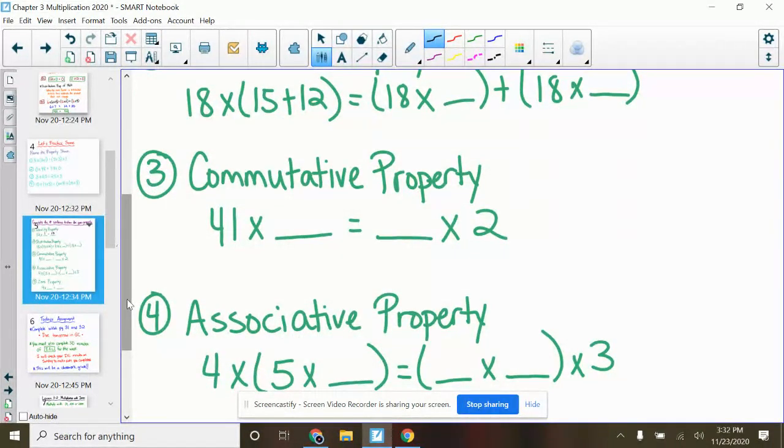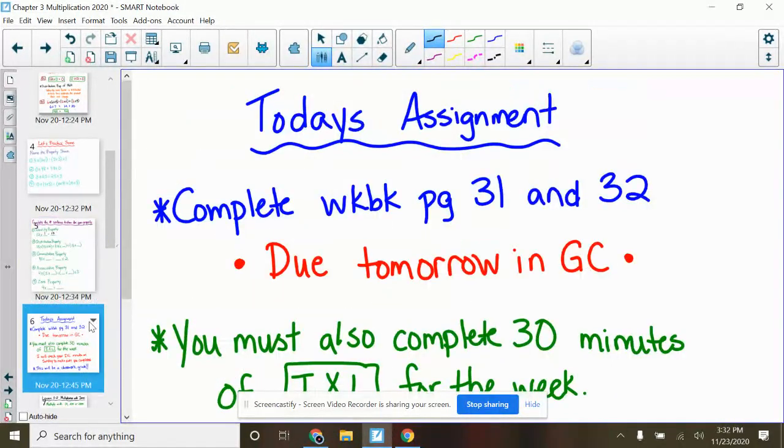Now, hopefully, you have had a lot of practice with this. Hopefully you feel pretty comfortable now in identifying properties and knowing what these properties are. So here's your activity for today. Today, I want you to complete workbook page 31 and 32. This is an assignment that's going to match what we did yesterday in class as well as today through this lesson. So you're going to complete both of those pages.